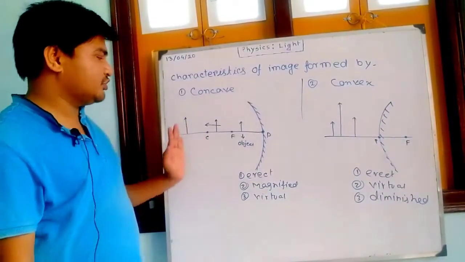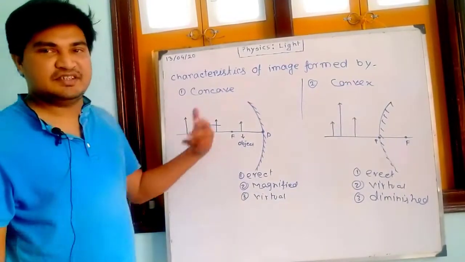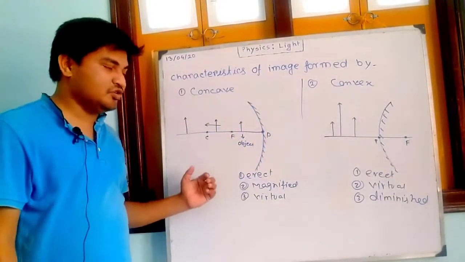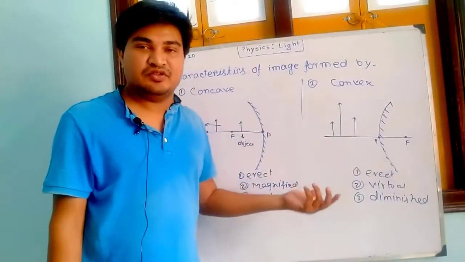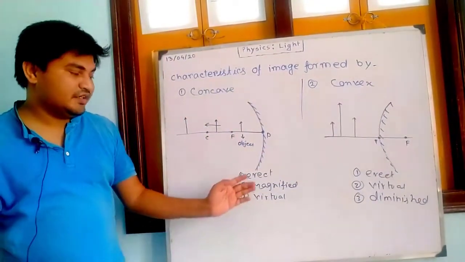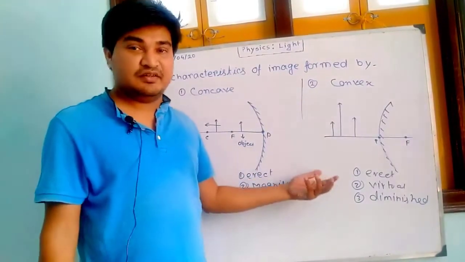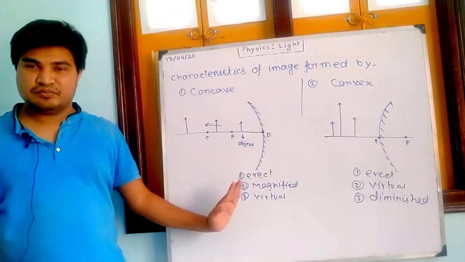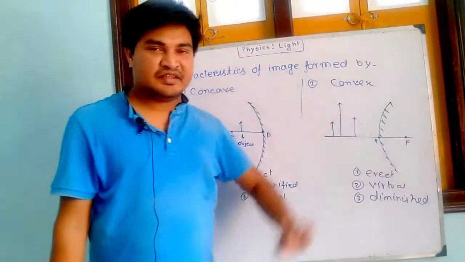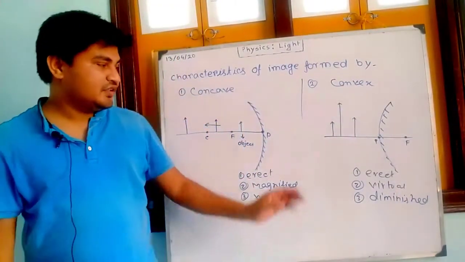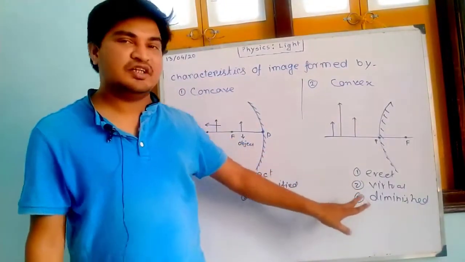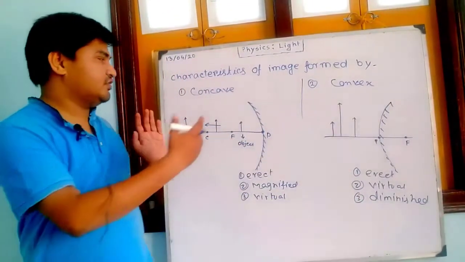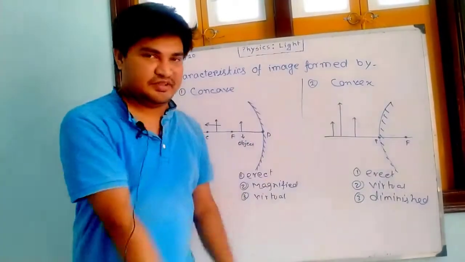Clear? So in case of a concave mirror, sometimes it produces an erect image, sometimes an inverted image, sometimes a magnified image, sometimes a diminished image, and also sometimes a real image and sometimes a virtual image. So all the formats are possible in this case, but in case of a convex mirror, it always produces an erect, virtual and diminished image of an object. Clear? So these are the properties of concave mirror and convex mirror.